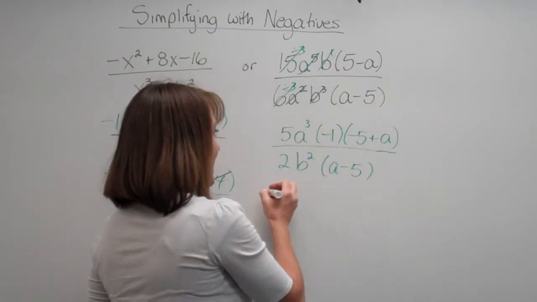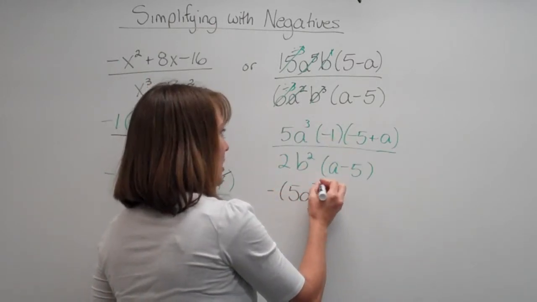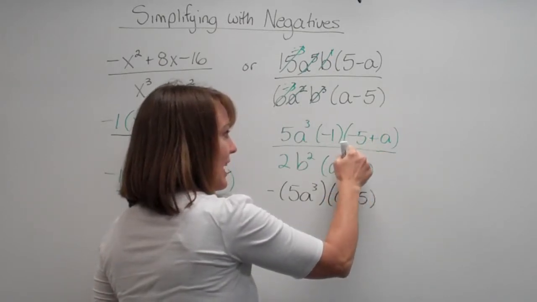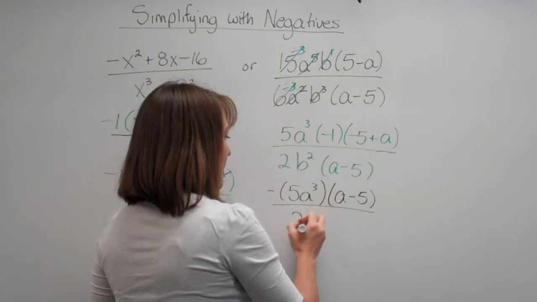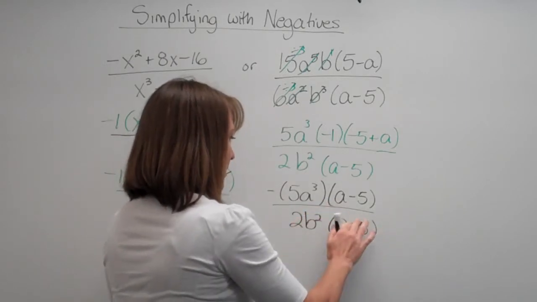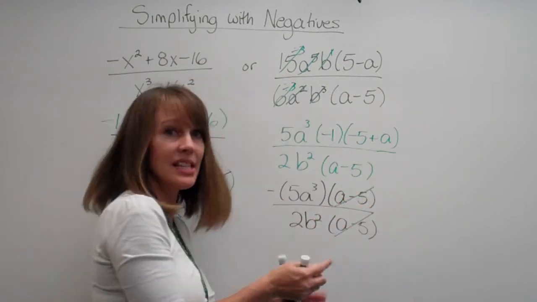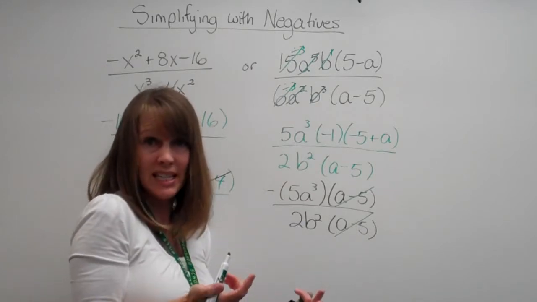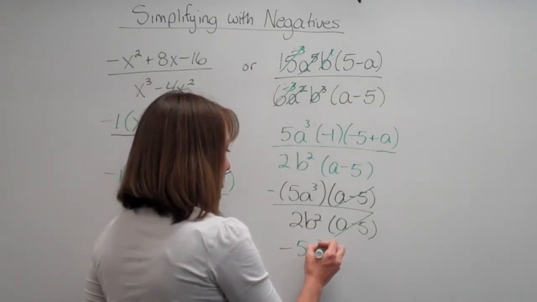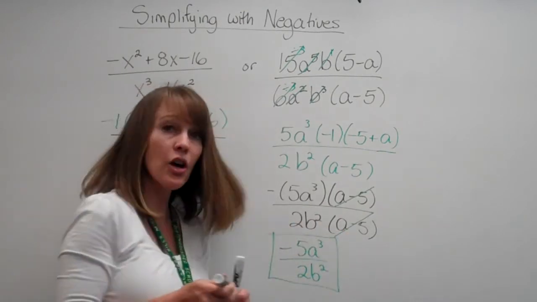So now we're going to have the negative, bring that out to the front, 5a to the third. This we can flip around now to a minus 5, because it's a -5, a positive a. 2b squared times a minus 5. Now we can cancel out the a minus 5s. The difference is now we have a negative in front where we didn't have it before, and that's going to be our answer. -5a to the third over 2b squared. Okay, can't go any further.